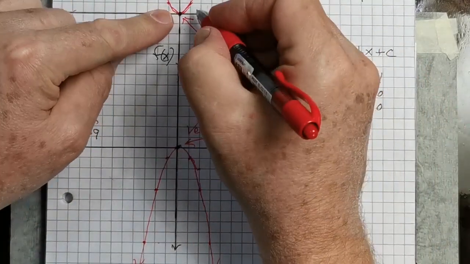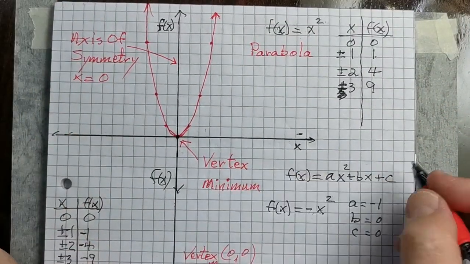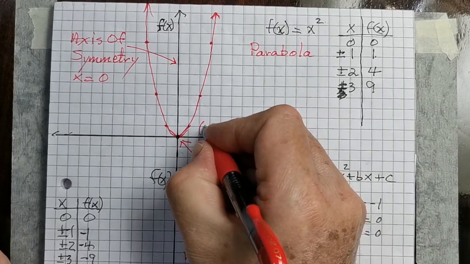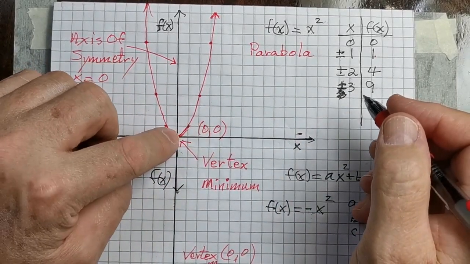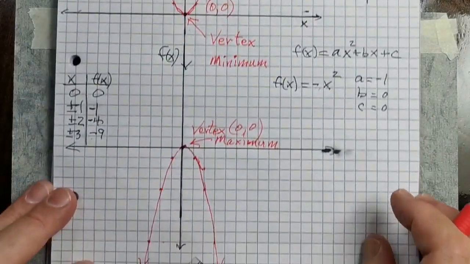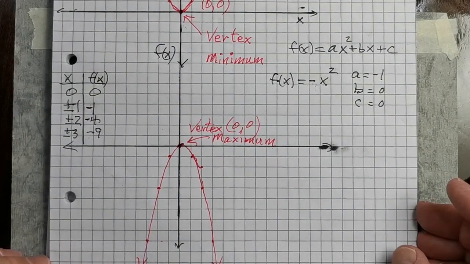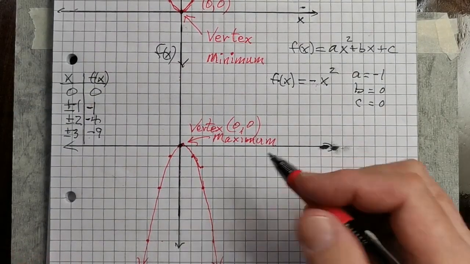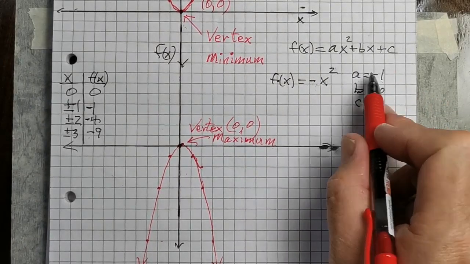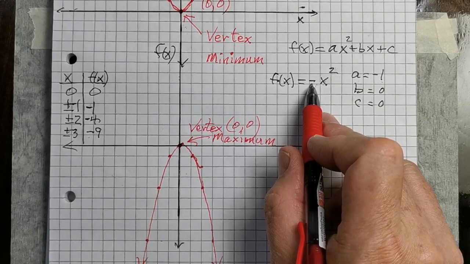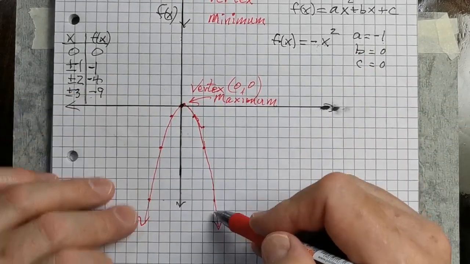Just like up here, for this other graph, it was the same. It was vertex equal to 0, 0. Just the same up here, 0, 0. And here, in the second example, it's also 0, 0. So the catch here is that when a equals -1 or any negative number, the graph will be opening down.